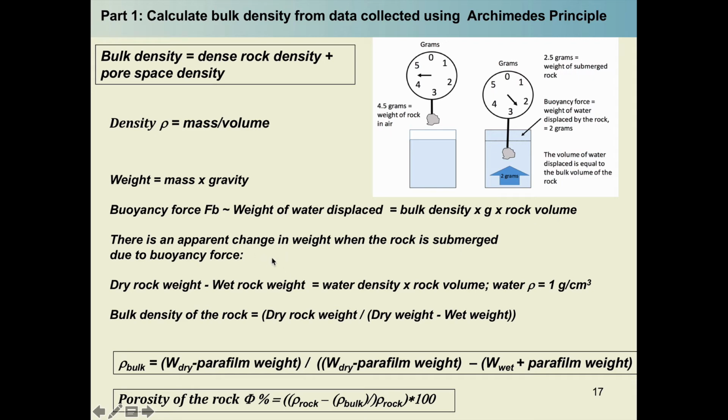So there's an apparent change in weight when the rock is submerged due to that buoyancy force acting against the gravitational force. So if you weigh your rock dry and then you weigh your rock submerged in water, the dry rock weight minus the weight of the rock submerged in water, or the wet rock weight, is equal to the water density times the rock volume. Water has a very nicely convenient density of 1 gram per cubic centimeter, so it makes it super easy in these calculations and it cancels itself out really nicely. So your bulk density of your rock then is equal to the dry rock weight divided by the dry weight minus the wet weight.